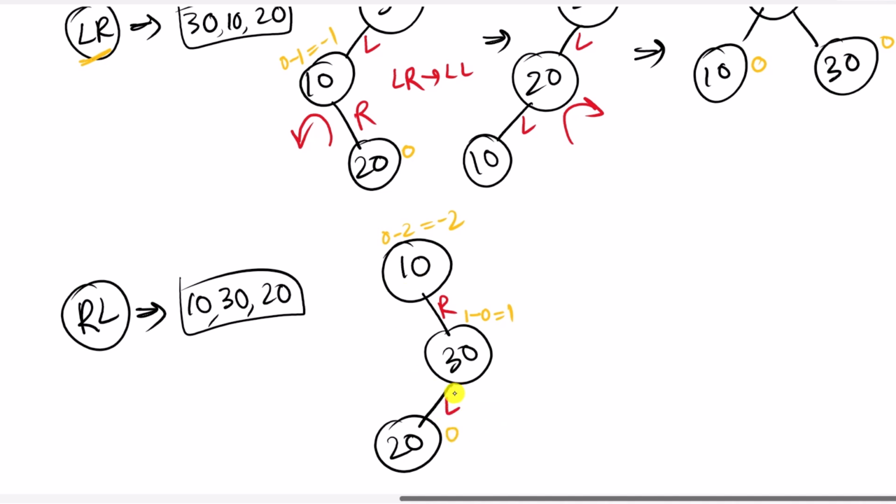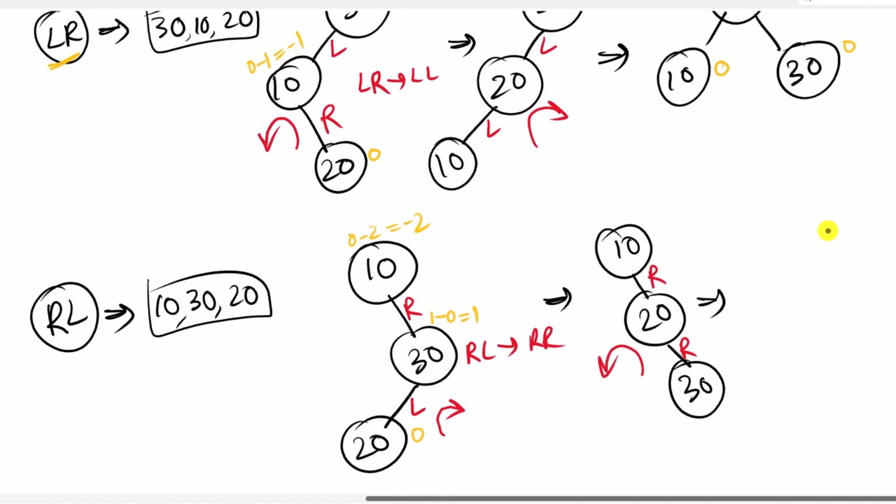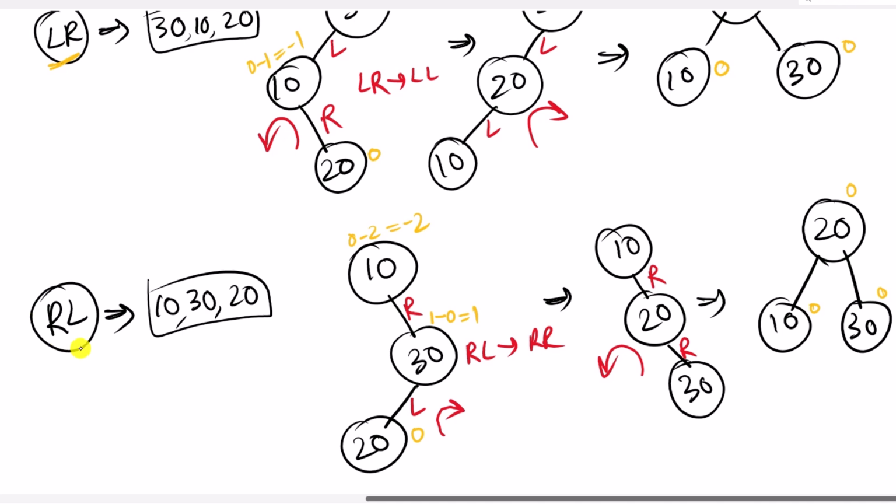Now to balance this, first of all we have to convert the RL to the RR. So that means here we have to perform one clockwise rotation. So if we perform the rotation, 10 will be there, but 20 will go up and 30 will go on the right side. So we have converted to the right rotation. Now to balance this right unbalance, we have to rotate this anti-clockwise. So if we rotate this, 20 will be the root node, and then on the left side 10 will be there, and then on the right side we're gonna have 30. So now all the nodes are perfectly balanced. So this is about the right left rotation.